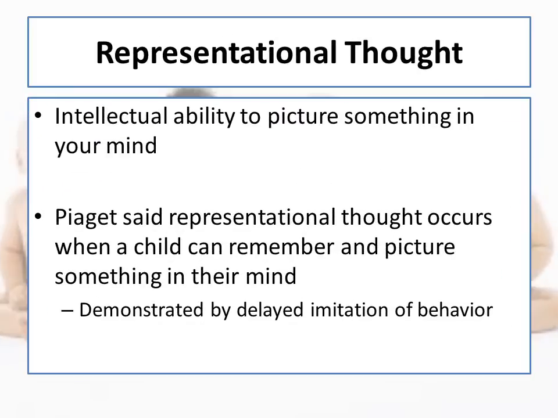Representational thought is another term used by Piaget. It describes the intellectual ability to picture something in your mind. Piaget said that representational thought occurs when a child can remember and picture something in their mind. And representational thought is demonstrated by the delayed imitation of behavior, not the immediate mimicking, but instead the delayed imitation.